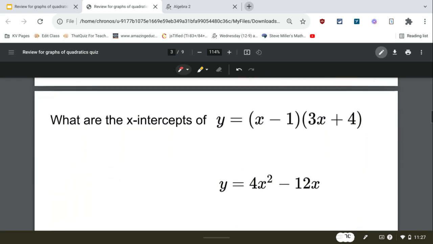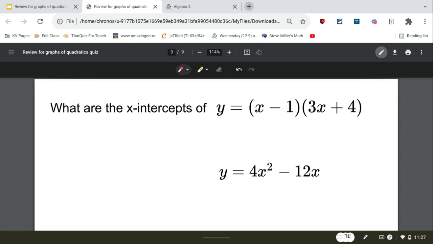Okay. The x-intercepts. So to find the x-intercept, you plug in 0 for y. There we go. And then to solve this one, because it's in factored form, it's super easy. You would take each of these factors and set them equal to 0 and then solve. So we're going to get x equals 1 for this factor. And then for this one, you take 3x plus 4, set that equal to 0. And when you solve this, you're going to get x equals -4 divided by 3. Okay.